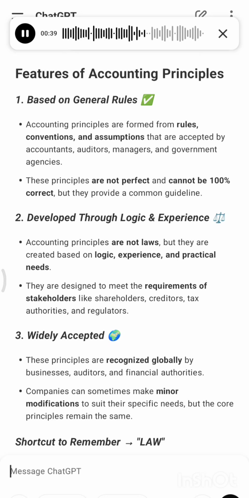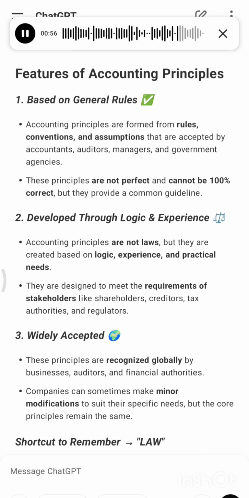3. Widely accepted. These principles are recognized globally by businesses, auditors, and financial authorities. Companies can sometimes make minor modifications to suit their specific needs, but the core principles remain the same.